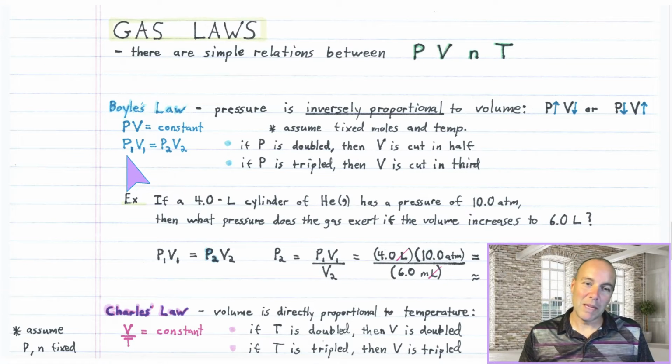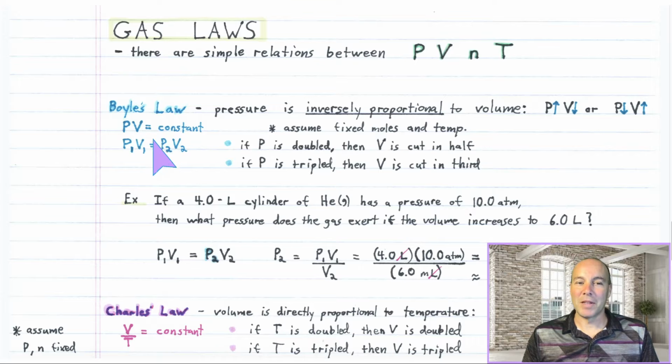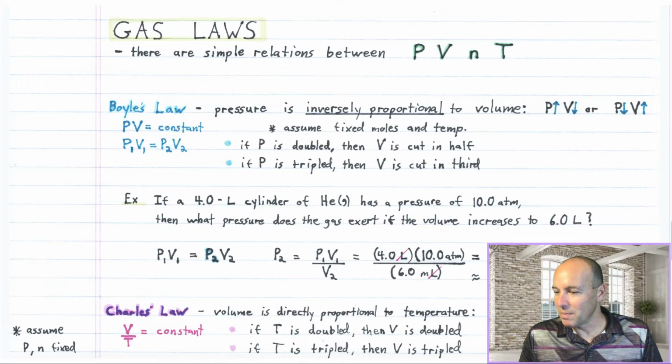P1 V1 equals P2 V2. P times V is always the same answer. So you'll get the same answer in the first situation and the second situation. If you let the pressure change a third time, it'll equal P3 times V3. So that's Boyle's law. Now you can visualize Boyle's law right here.